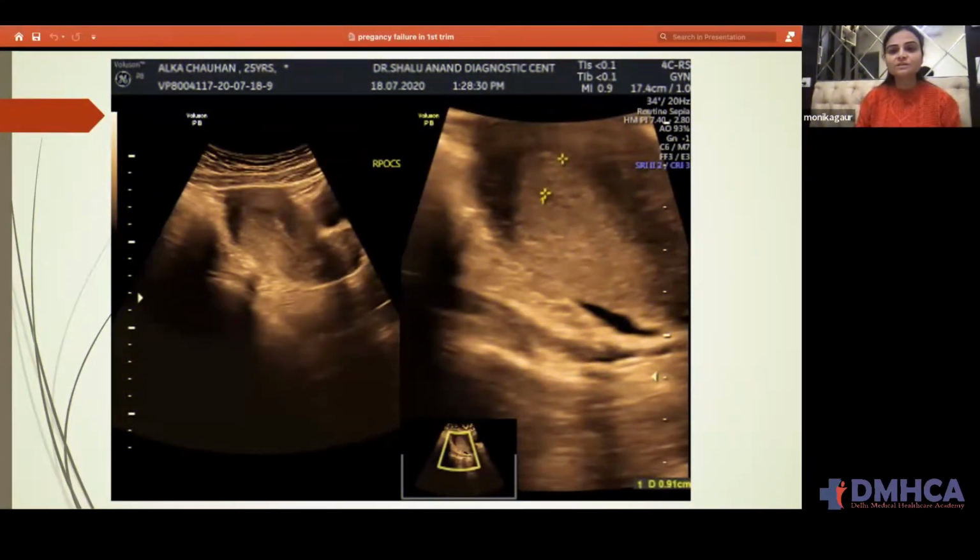Cases of RPOC are heterogeneous in texture, not hypoechoic, not hyperechoic. Heterogeneous in texture with multiple cystic areas. These are nothing but the blood contents at different phases, and we measure the whole thickness of the cavity and we write it in our report.